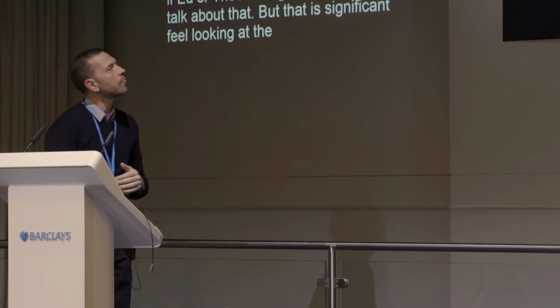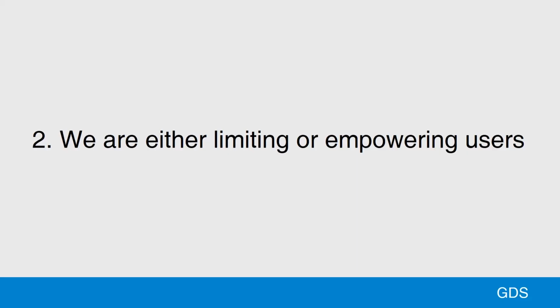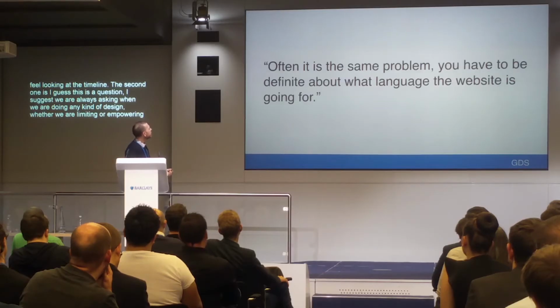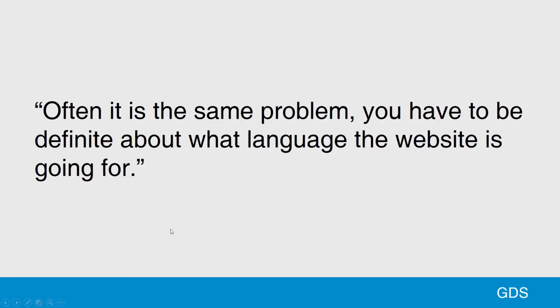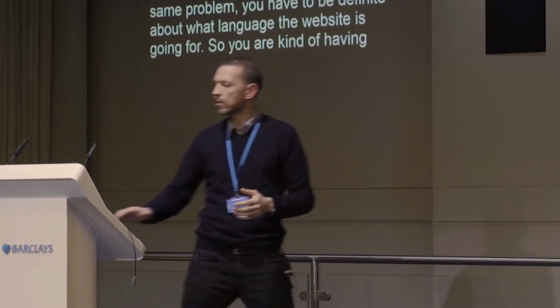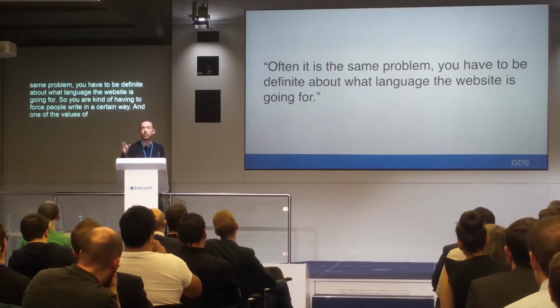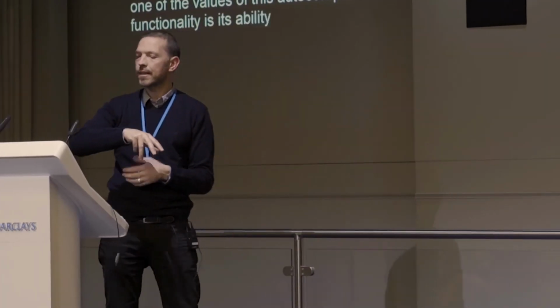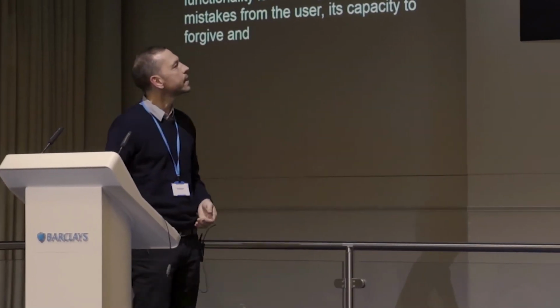The second one is a question that I suggest we are always asking when doing any kind of design: whether we're limiting or empowering users. It goes back to a quote that one of the people in the contextual testing said. "Often it's the same problem. You have to be definite about what language the website is going for. So you're kind of having to force people to write in a certain way." And one of the values of this autocomplete functionality is its ability to accept mistakes from the user, its capacity to forgive and correct, which is not to be belittled.